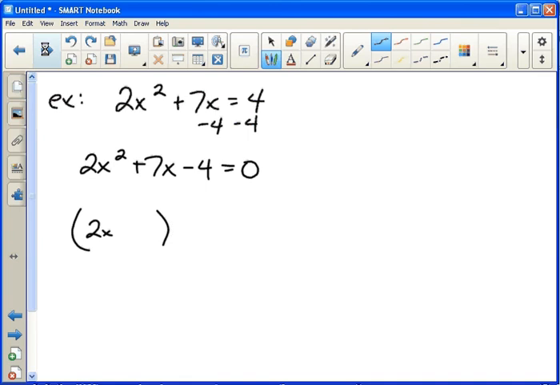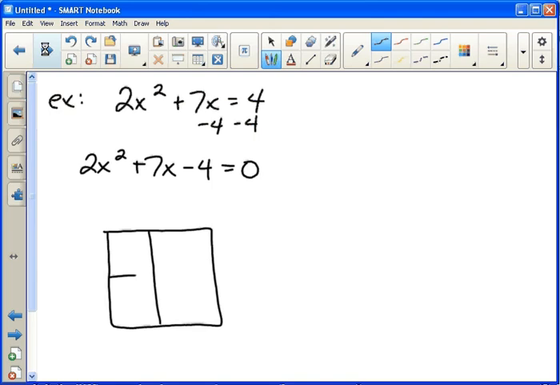With the box method, you draw a box with 4 pieces, and you put the first term in the first box, and you put the last term in the last box, and then you multiply just their coefficients together. So I want 2 times negative 4, that gives me negative 8. Now I'm going to just list the numbers that give me 8, 1 and 8, or 2 and 4. Now I've got to figure out the ones that will give me a positive 7.